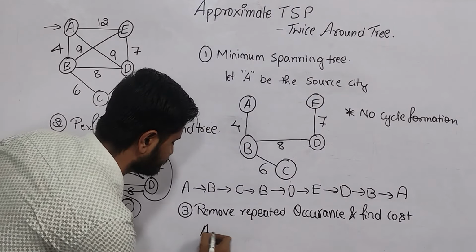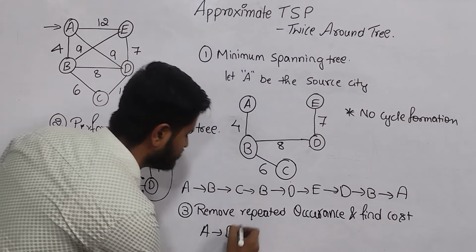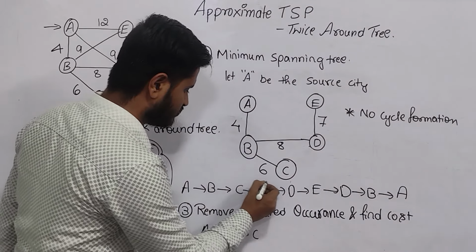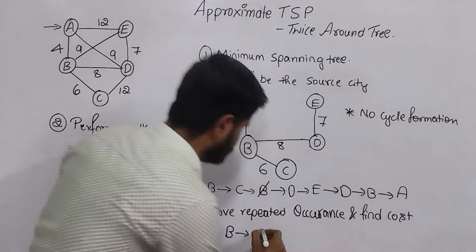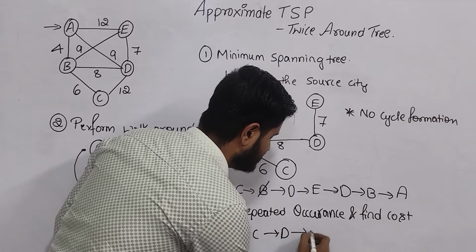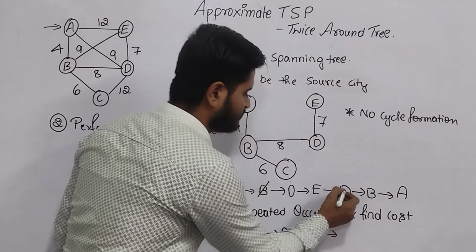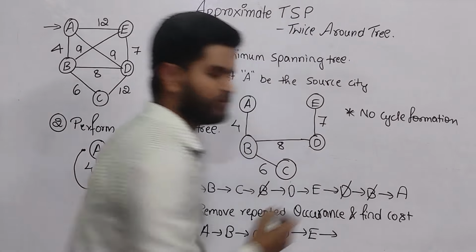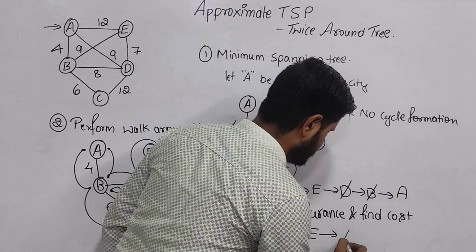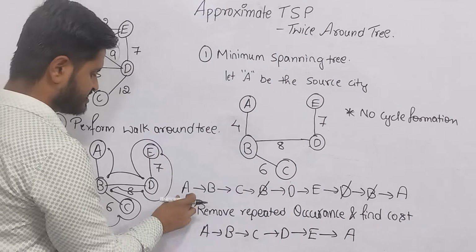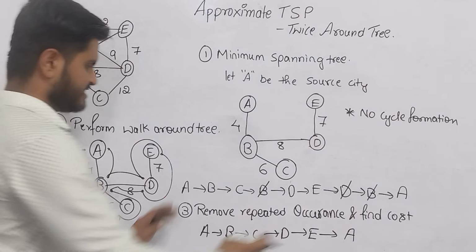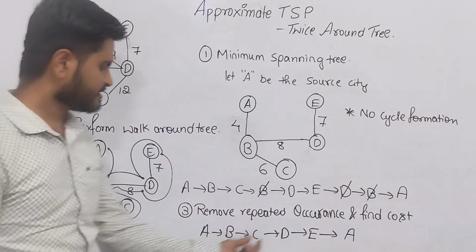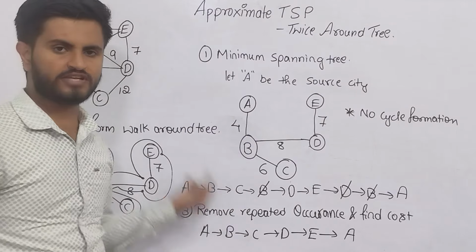So start from A. From A you went to B. From B you went to C. From C you again went to B. But B is already written here, so you strike out B. Now from B I will be going to D. From D I will be going to E. From E, if you see, D is again repeating, so strike it out. Next, B is also repeating again, so strike it out. From E, you will again go to A. First and last will be kept as they are, and in the middle, if the cities are repeating, then remove them and just write them once at the start of the occurrence.